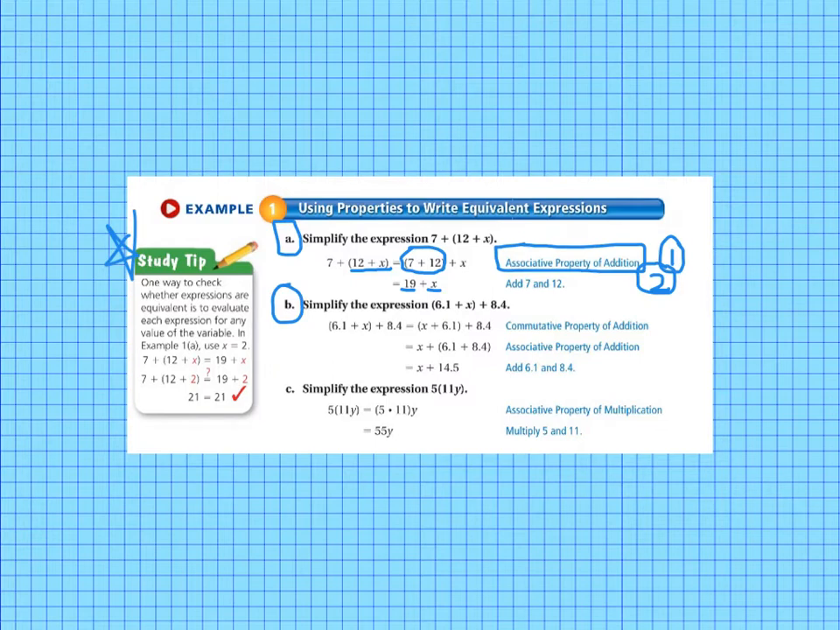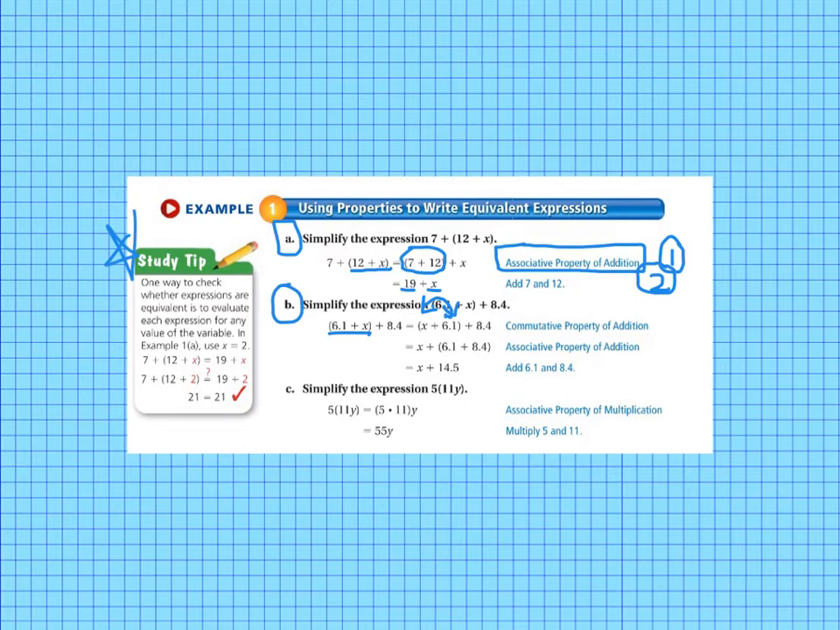We're also simplifying the expression, and we're doing the same thing. It just has decimals in it, and here we're using both of the two properties that we've talked about, the commutative property of addition and the associative property of addition. First, we're going to switch the order of the 6.1 and the x. So we're going to flip those around so you can see that they're in a different order than they were originally. So 6.1 plus x becomes x plus 6.1.